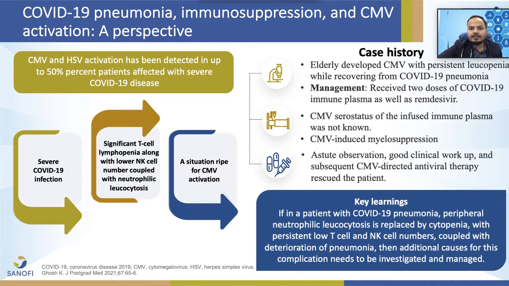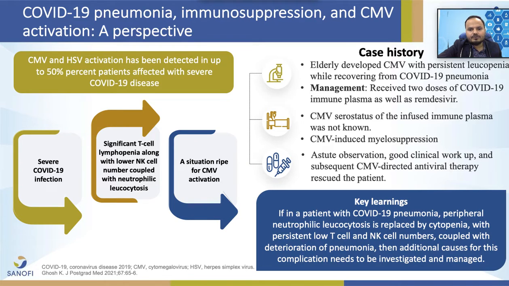This is the perspective, this is the case history, and the basic thing we need to understand is that in severe COVID-19 infection, there is a significant T cell lymphopenia along with lower natural killer cell numbers coupled with neutrophilic leukocytosis, a situation ripe for CMV activation. And further CMV activation may cause increased morbidity and mortality.